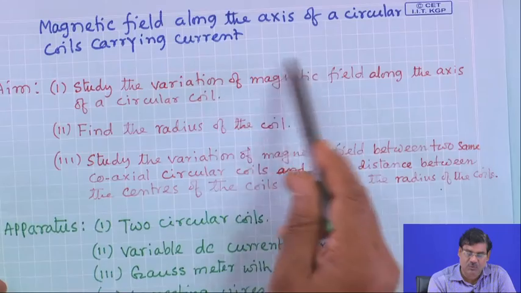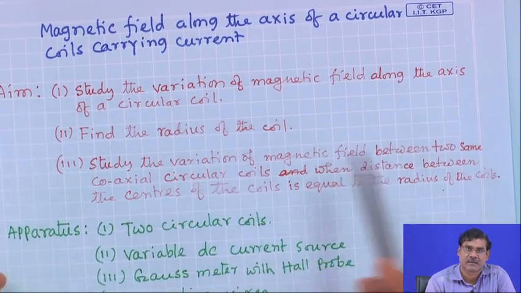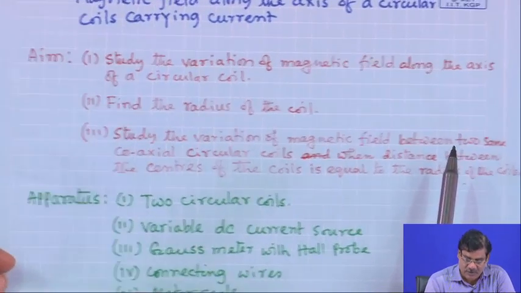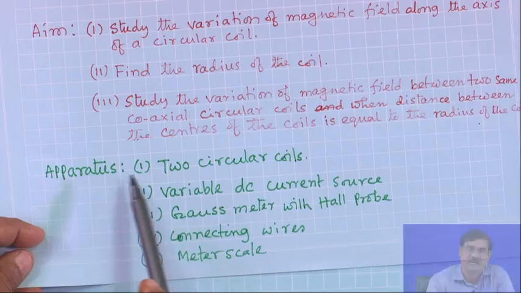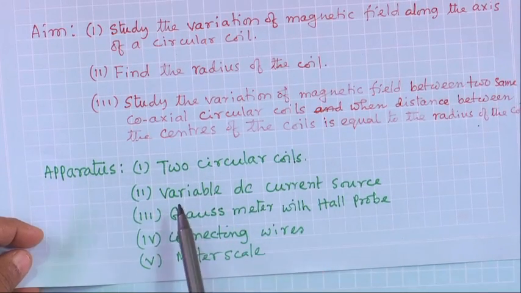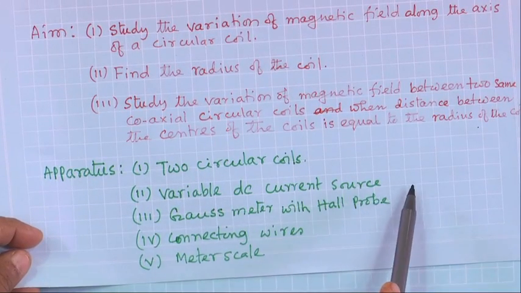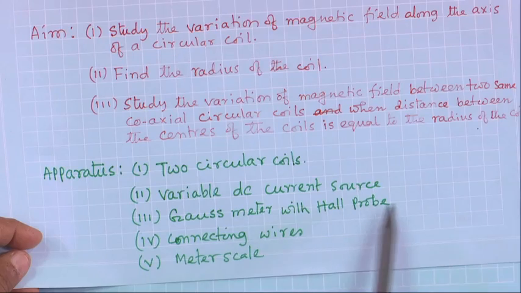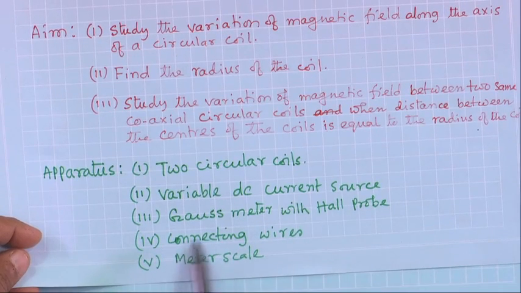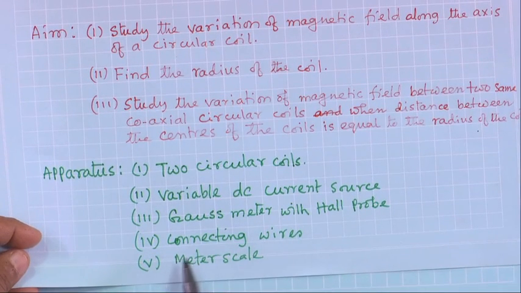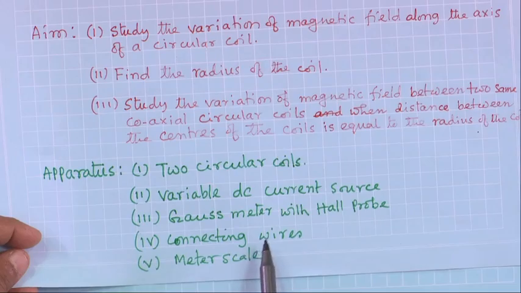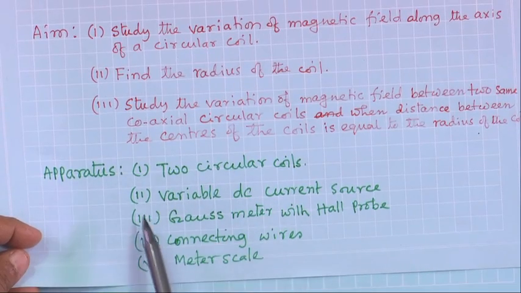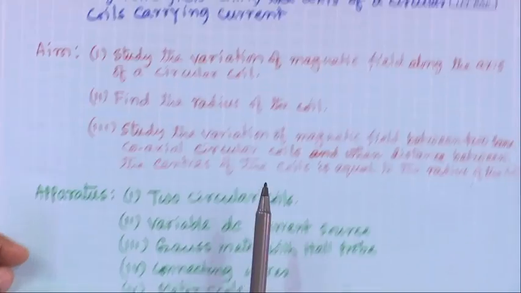So, that is what we want to study in an experiment. For that, what apparatus do you need? You need two circular coils, a variable DC current source, a Gauss meter with Hall probe, connecting wires, and a meter scale to measure the distance. So, this is a very simple apparatus we need for this experiment.